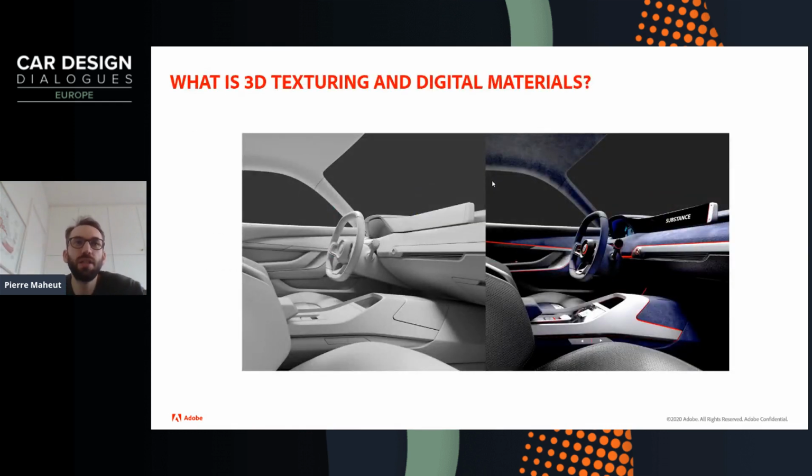So starting with the origin of everything when it comes to Substance by Adobe, it is around 3D texturing and digital materials. Digital materials are how a material will react to light and how you then apply them to the different parts of your design. And that's the 3D texturing part. What you see on the left is the mesh, just and only the geometry. And on the right, after creating those materials and applying them to the different parts of the geometry.